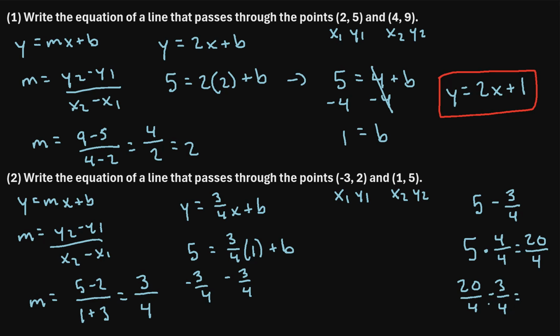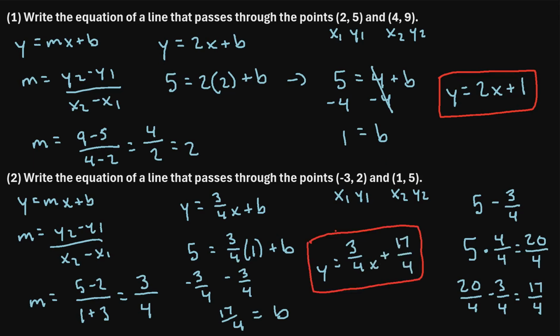So now since these fractions have the same denominators, all we have to do is subtract the values in the numerators. So we get 20 minus 3 is 17 over 4. So 5 minus 3/4 is 17 over 4. And remember, that's what we were doing over here. So we got 17 over 4 is equal to b. So our final answer is going to be y equals 3/4 x plus 17 over 4. This is the equation of the line that passes through the points (-3, 2) and (1, 5).